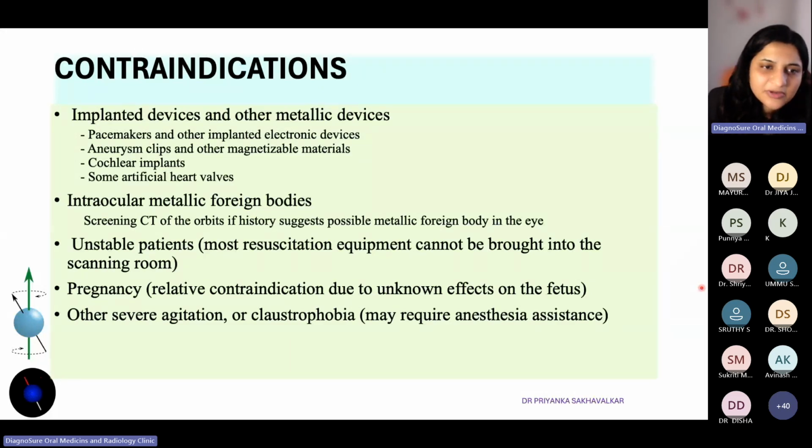Pregnancy is a relative contraindication due to unknown effects on the fetus. So advise only when it is necessary, or just avoid it while the patient is pregnant. Then if patient is claustrophobic, severely agitated, scared, do not put the patient in the scanner.